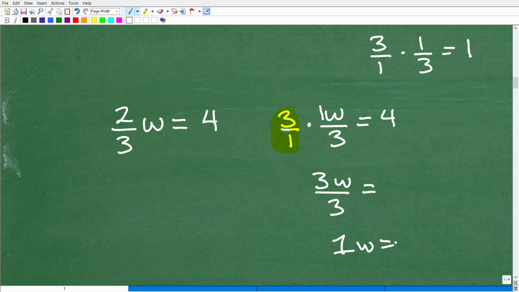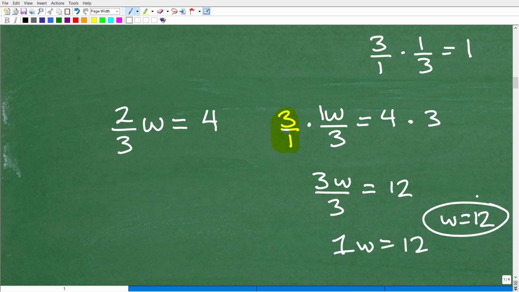So here, what did I do? I had 1 over 3. I'm multiplying by 3, so I have to multiply this side, of course, by 3. So that is going to be 12. So I have 1W is equal to 12, or W is equal to 12. So that's how you deal with this last type of one-step equation. So let's go ahead and practice this with this one.